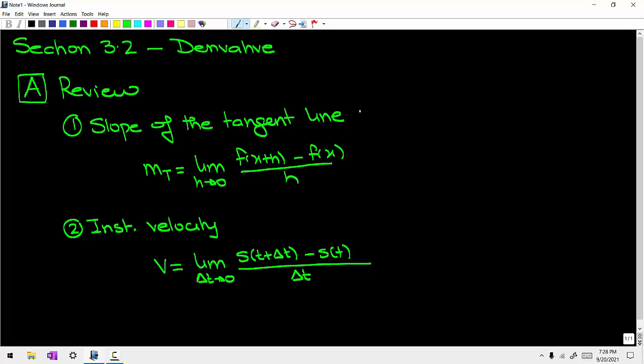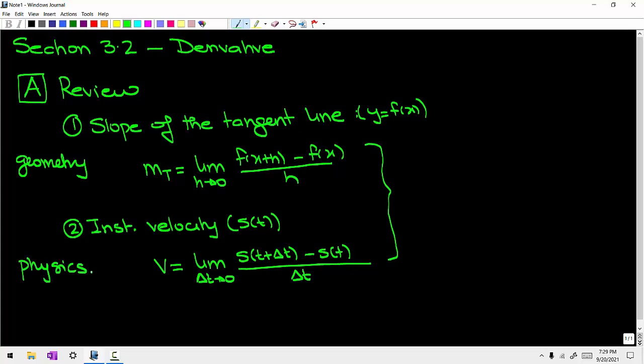In the first case, the function that was given to us was y is equal to f of x, and in the second we were given some position function s of t. Both of these formulas are exactly the same, they're just using different notation. We came up with this formula in two completely different applications, one from geometry and the other from physics. They both share the formula, so this formula must be special. In this section, we're going to call this formula the derivative. So let's talk about that.